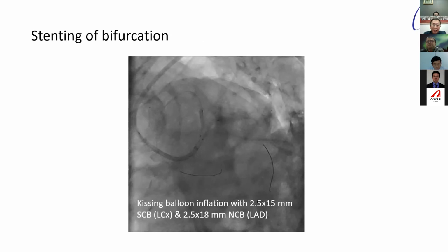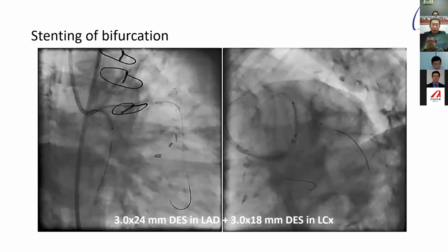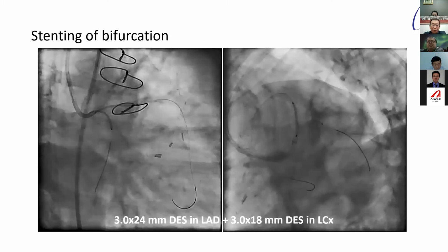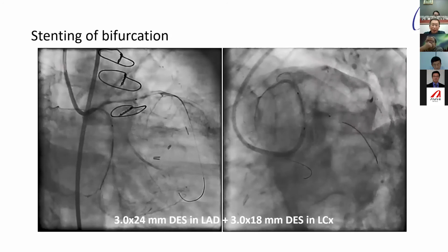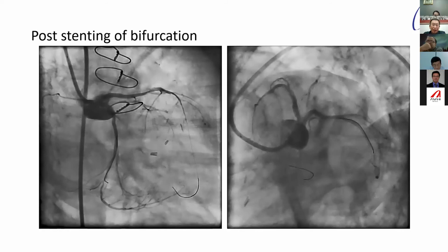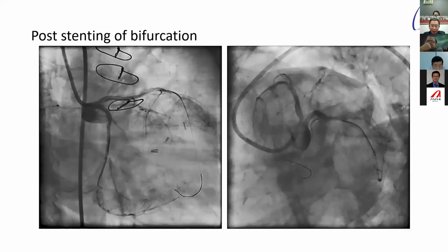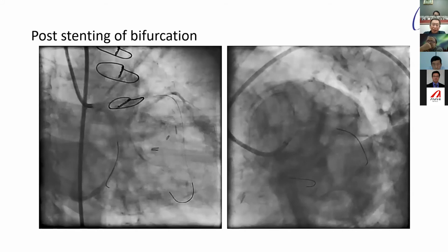Before putting the stent, I perform a kissing balloon with a 2.5 balloon and then put a 3.0 by 24 millimeter with a 3.0 by 18 millimeter drug-eluting stent in the LAD and circumflex. And then this is after stent implantation. You can appreciate that there is still some incomplete dilatation or expansion of the stent at the proximal of the LAD.